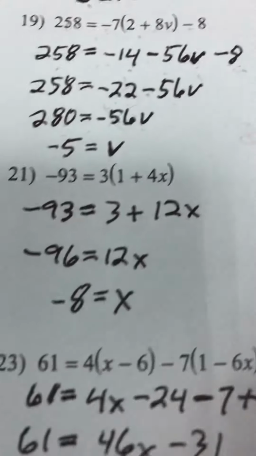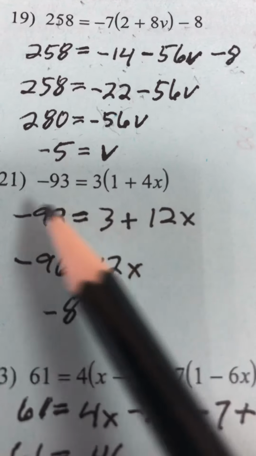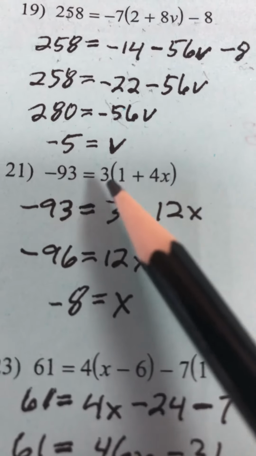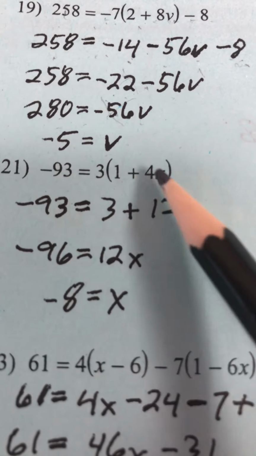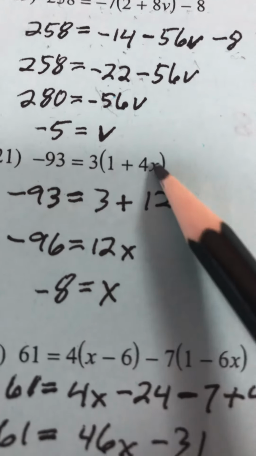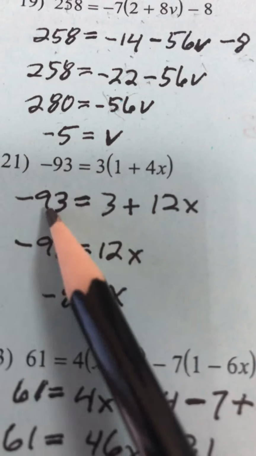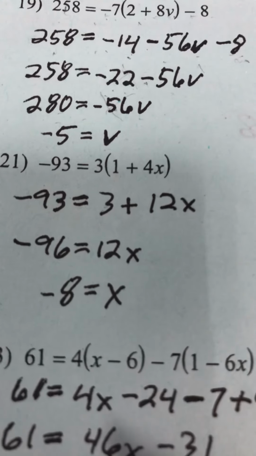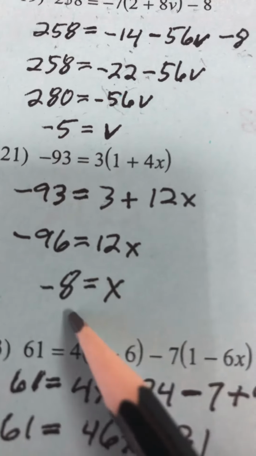equals v. Distributive property here on this side of the equation, so I bring all this stuff down, and then I have 3 times 1 is 3, 3 times 4 is 12, and there's an x with that 4. I subtract 3 from both sides. I divide both sides by 12.